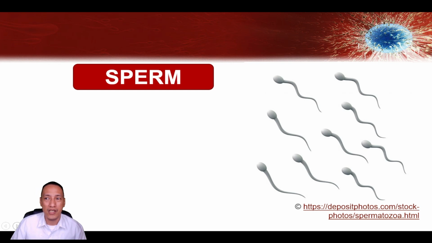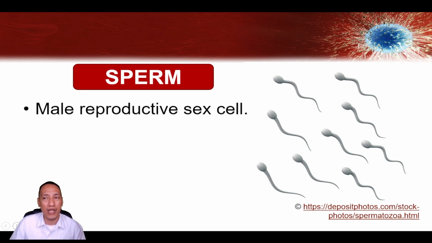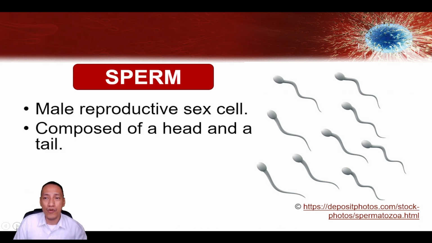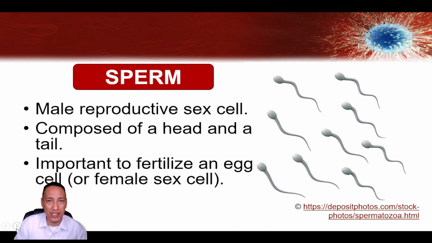So ito yung sperm cell. Makikita nyo yung picture. Yan, may ulo siya and may tail. Male reproductive sex cell ang sperm cell. Pag sinabing reproductive sex cell, ay ginagamit sa pag-reproduce or paggawa ng babies and ito ay galing sa male. Composed of a head and a tail. So may ulo at buntot. Ang ulo basically yung talagang may dala ng gagamitin panggawa ng baby. Yung tail ay ginagamit nila para makapunta dun sa egg cell ng babae. So mawawala yung tail kapag successful na silang nakarating. Important to fertilize an egg cell or female sex cell. Ibig sabihin sila ang kailangan to fertilize an egg cell and make a baby.